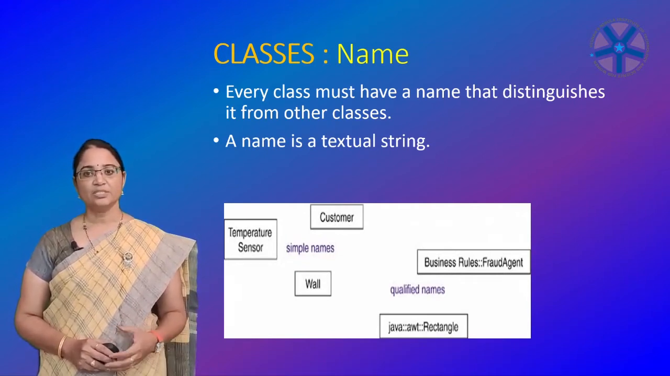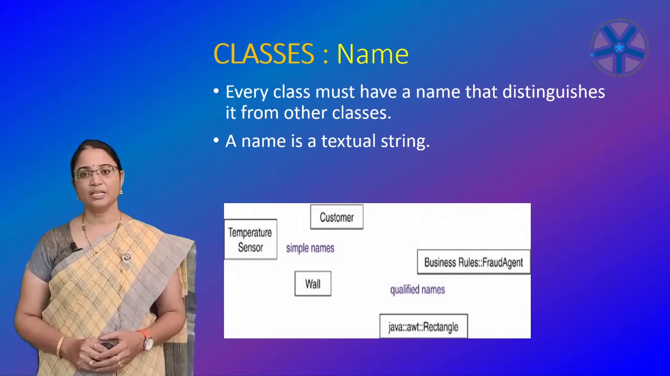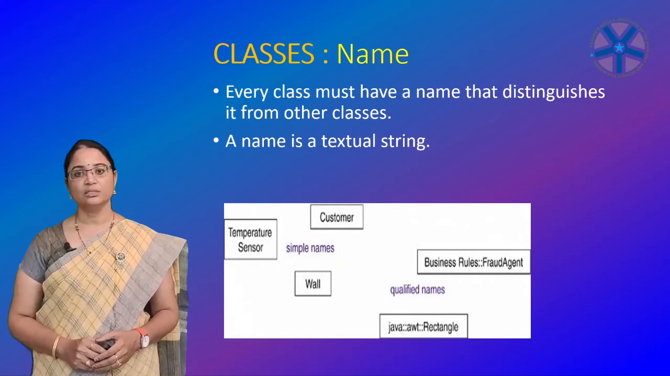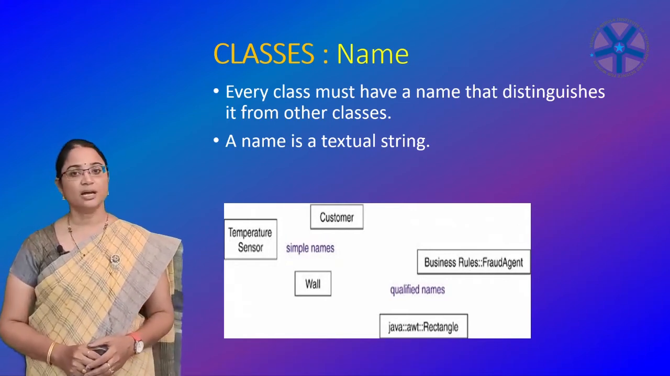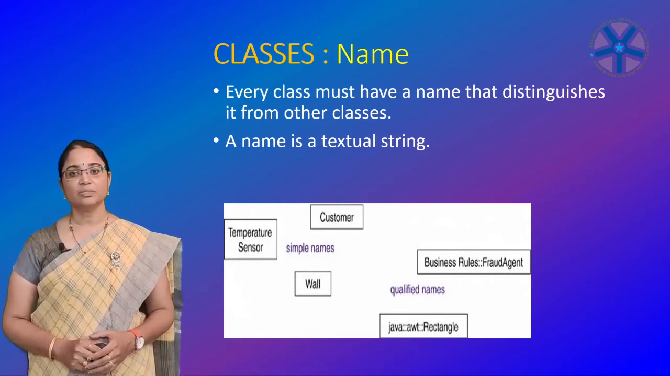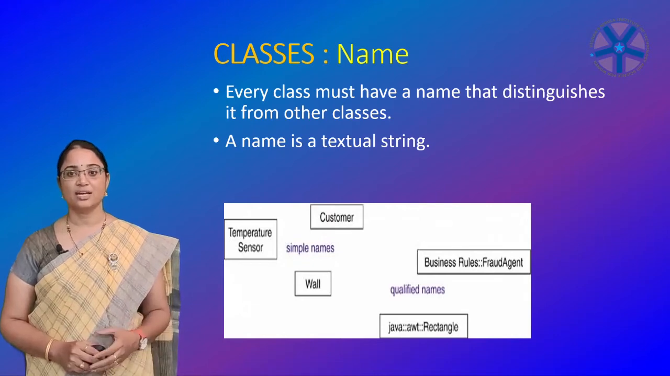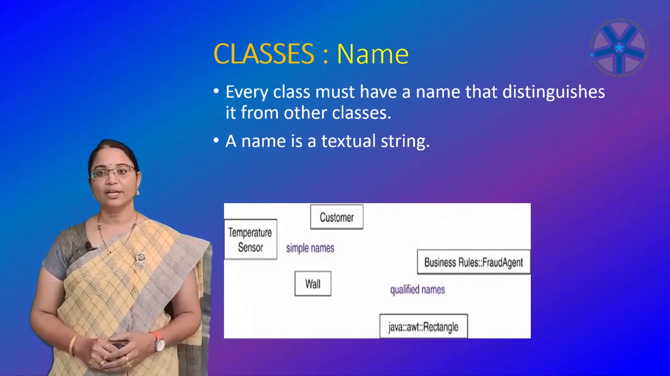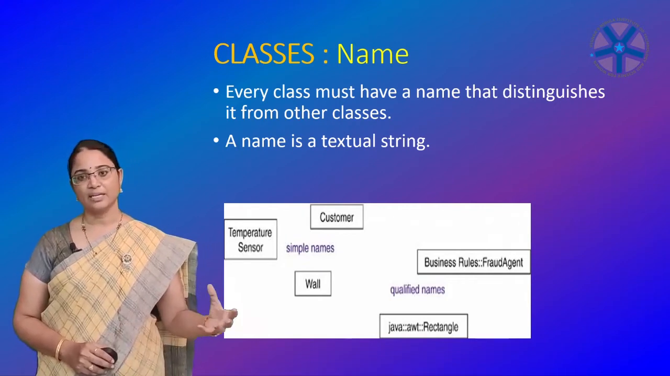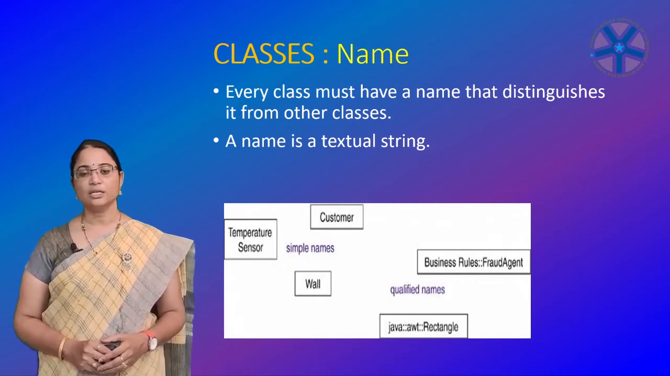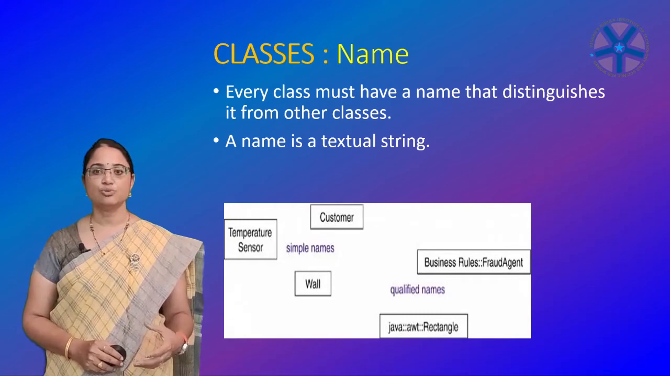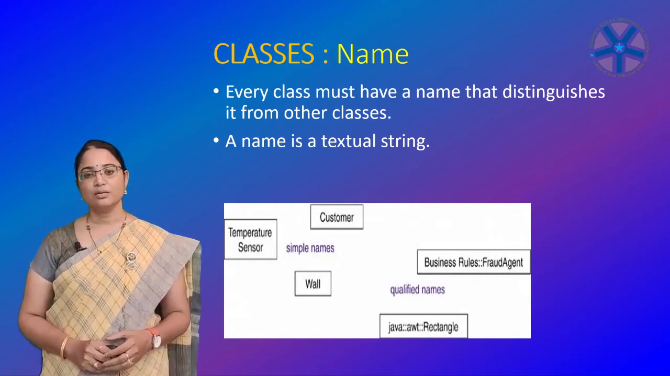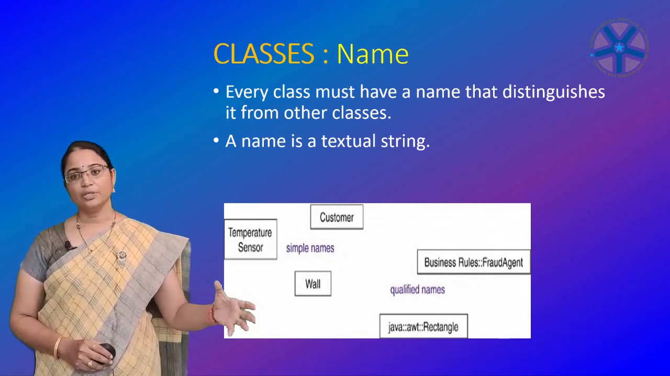A qualified name is the class name prefixed by the name of the package in which that class lives. Here we have some examples. We are taking some simple names like temperature sensor, customer, wall. These are the simple names. If you take the qualified names, then you will have some packages. Here FraudAgent is the name of the class, but business rules is the package in which the fraud agent lives. Next one, java::awt::Rectangle.